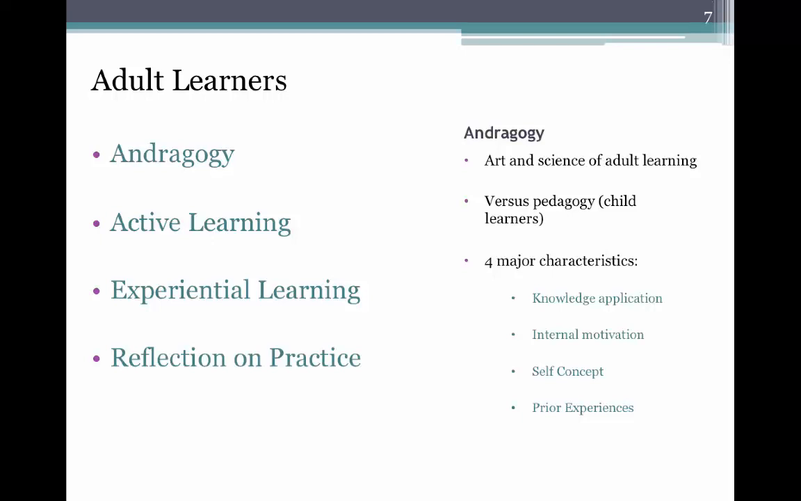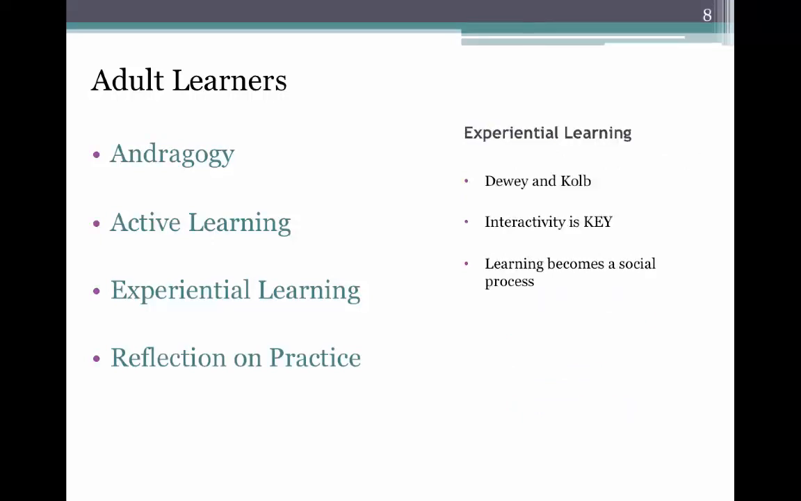The adult's self-concept is that of a self-directed being, which allows the adult to actively direct his or her own learning. Finally, the adult learner has a wealth of prior experiences to connect to any new knowledge. So, these 4 characteristics: 1. Thirst for knowledge application. 2. Internal versus external motivation. 3. An independent learning mindset. And 4. Prior experiences all distinguish the adult versus child learner.